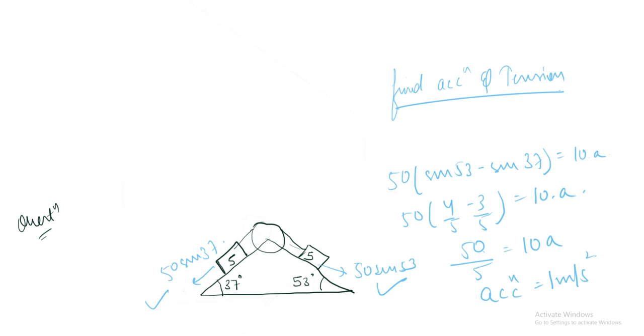And tension, let's consider it as acting upwards. 50 into 10, 40. 40 minus T is 5 into A. 40 minus T is 5. Tension is 35 Newton.